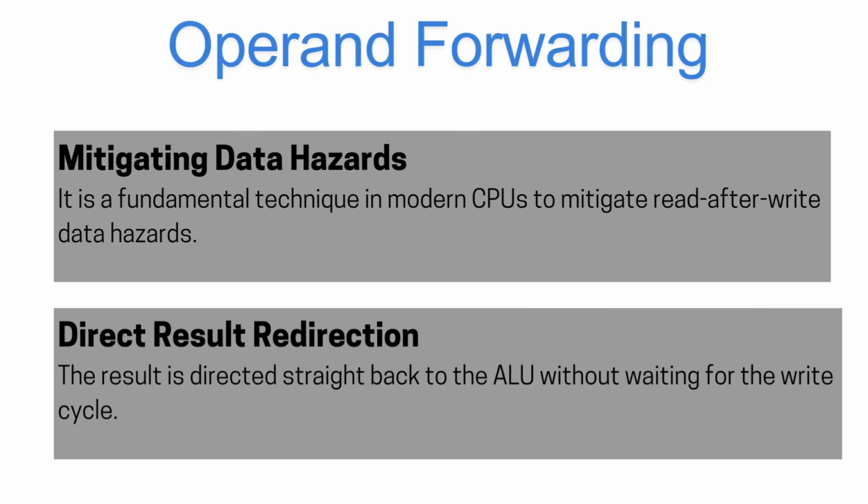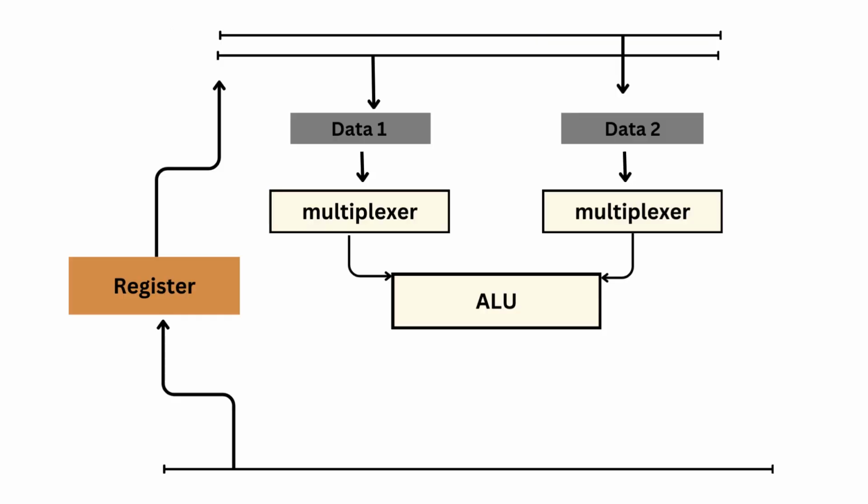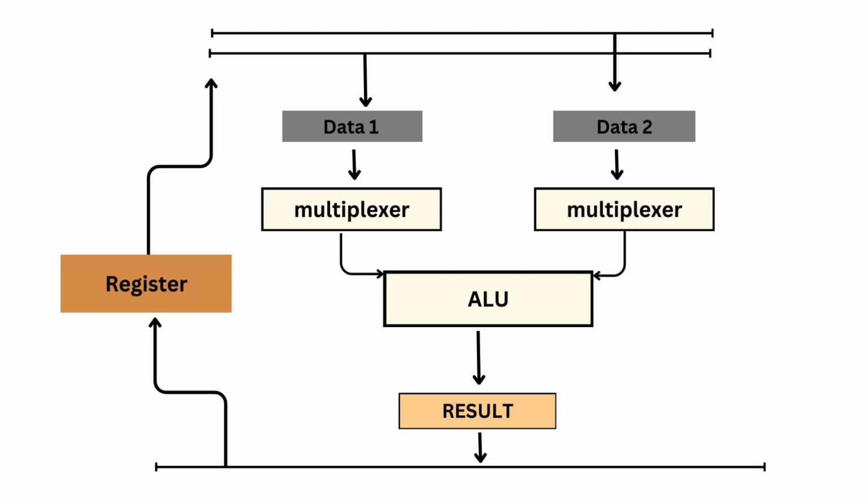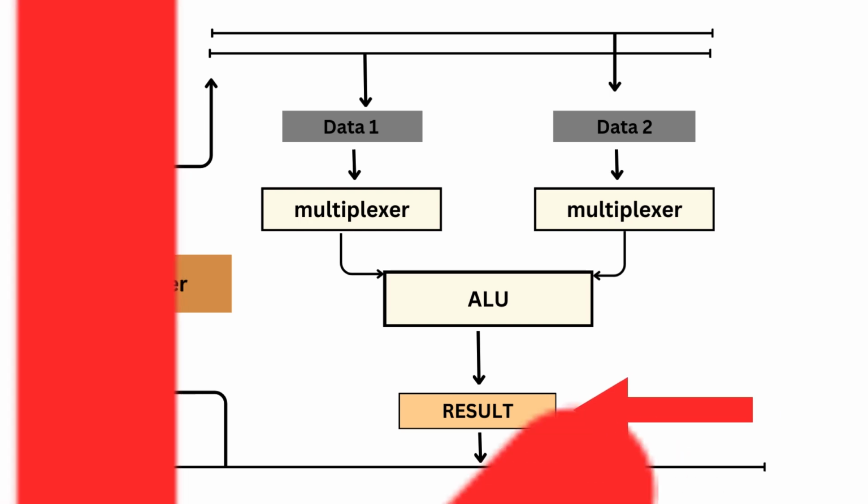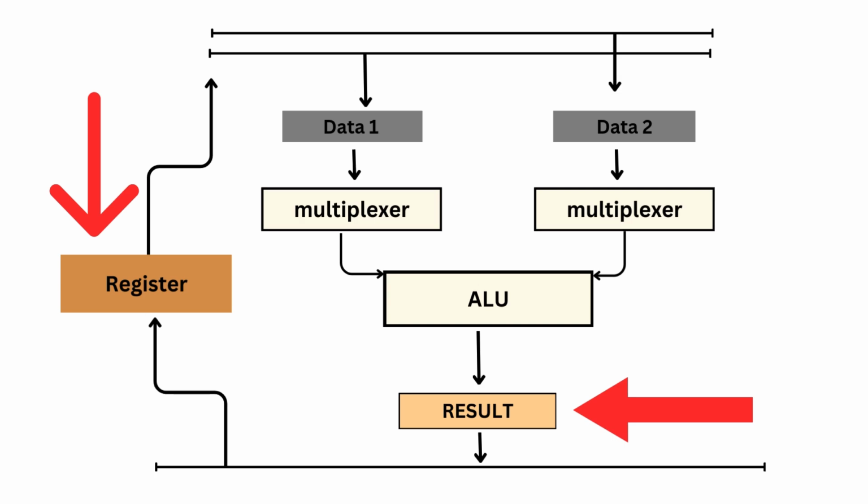Operand forwarding is used by most modern processors to mitigate read-after-write data hazards. In typical instructions, before the write cycle is executed, the result is already available at the ALU in a buffer. The read-after-write hazard occurs because, although the first instruction has been completed and its result is stored in the ALU buffer, that result has not yet been written to the register. As a result, when the second instruction attempts to read the value from the register, it reads an incorrect value.